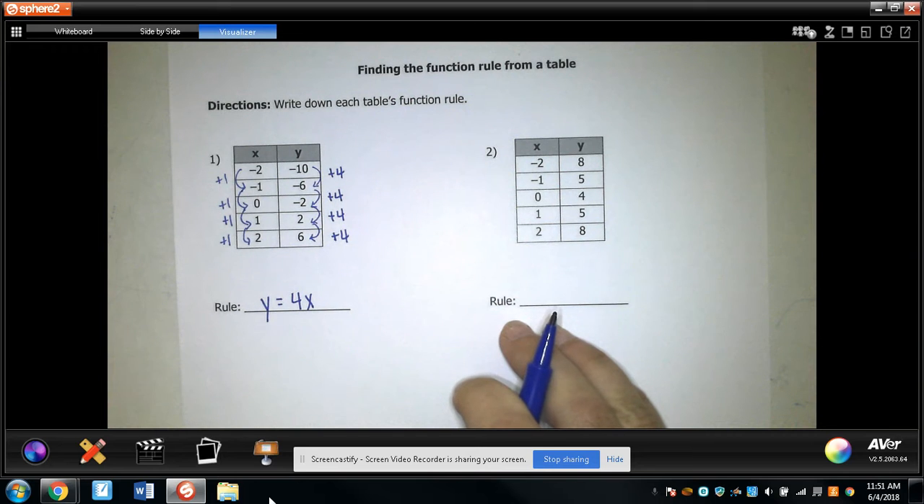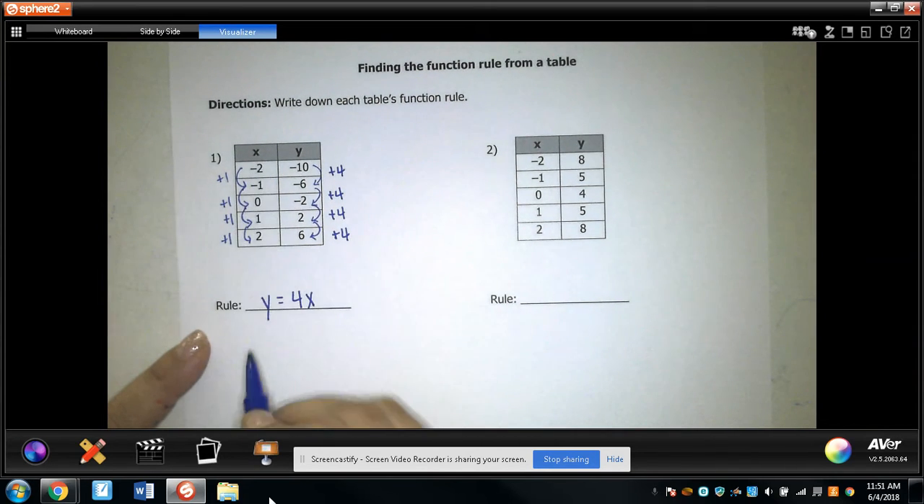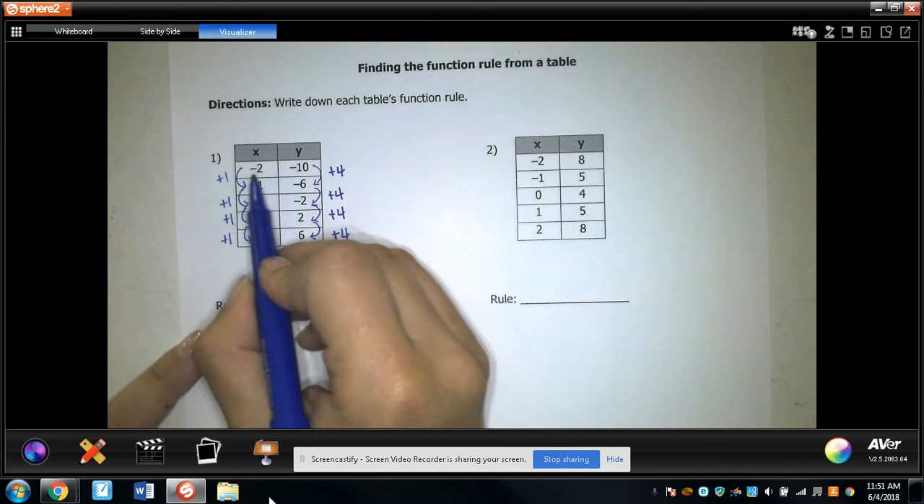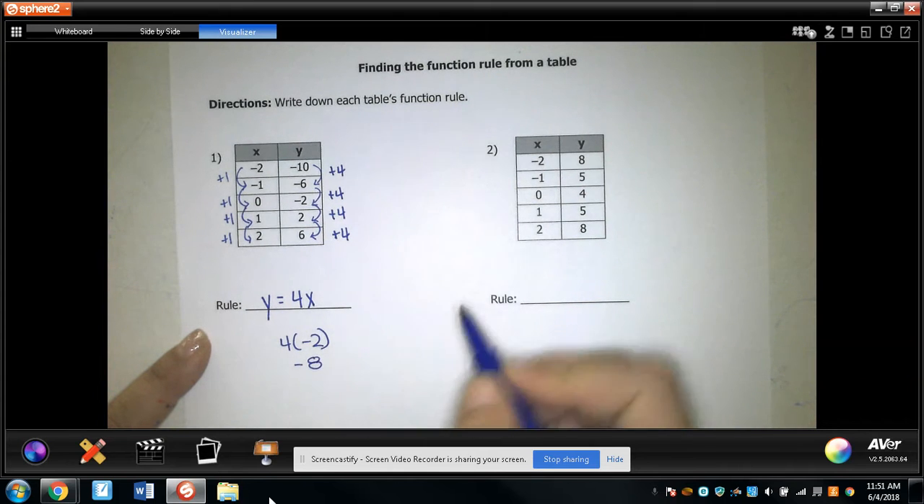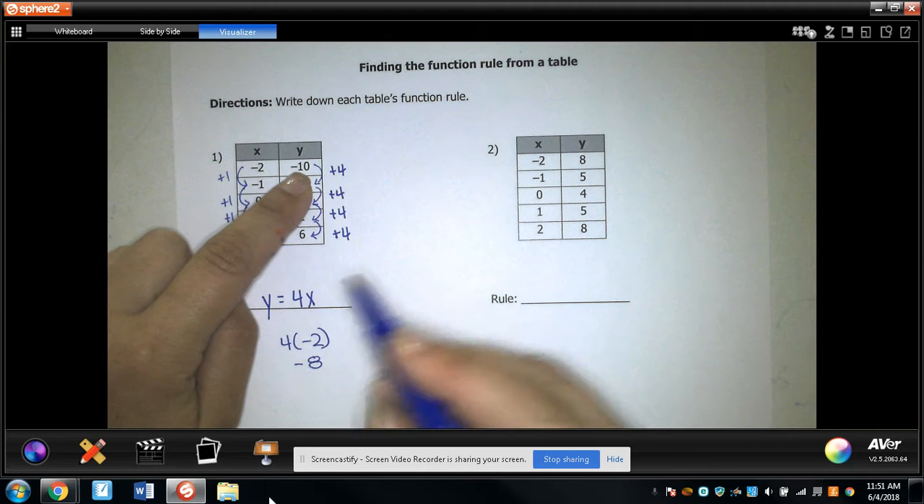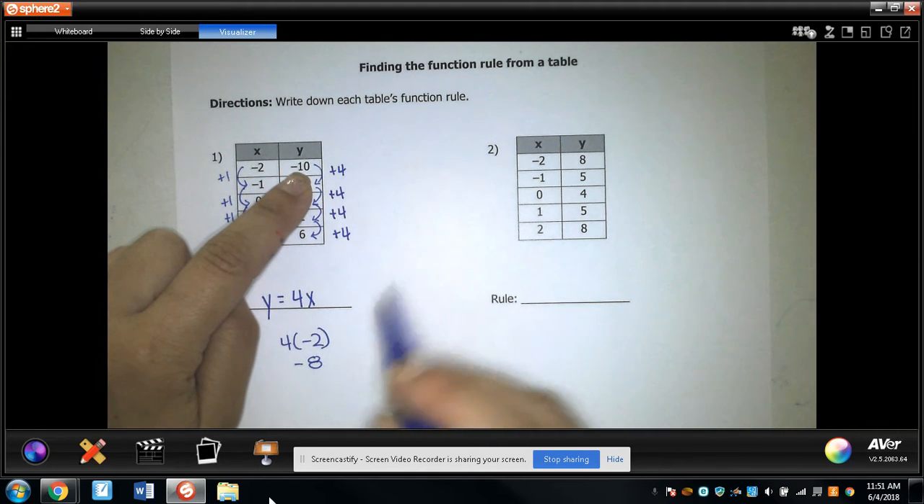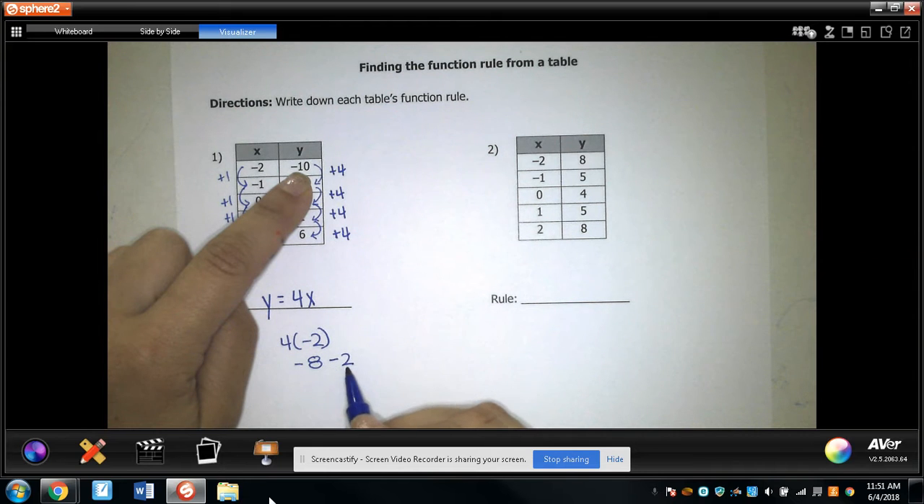All right, but I don't stop there, because if I plug in one of my x, let's start with -2. If I say, what is 4 times -2, I get -8. But if I plug it in, I should get -10. To get from -8 to -10, I would still have to subtract 2. -8 minus 2 is -10.